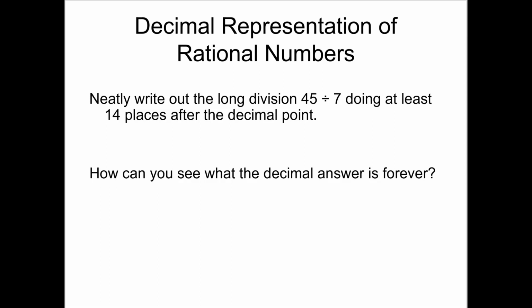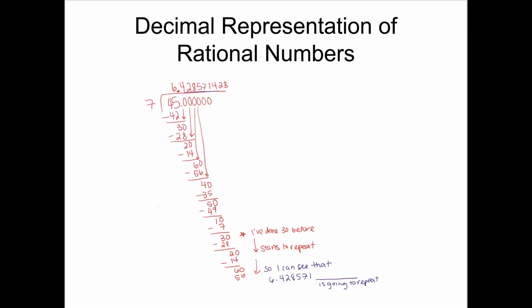So go ahead and give this a try. Write out the long division 45 divided by 7 to at least 14 places after the decimal. How can you see that the decimal answer goes on forever? Give it a shot, and I'll show you my answer in a moment. As you keep going, you start to notice a pattern. We've done 30 before, and it starts to repeat. So at certain points you can say, is it going to go on forever? Is there a pattern? What can we decide?